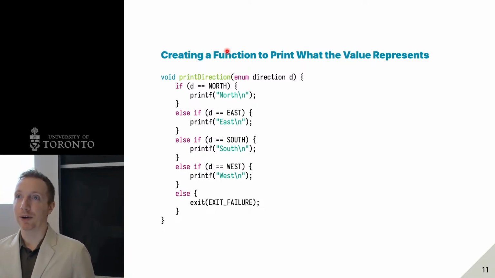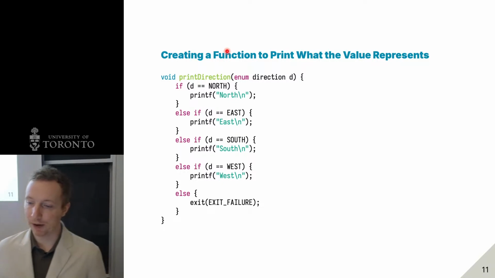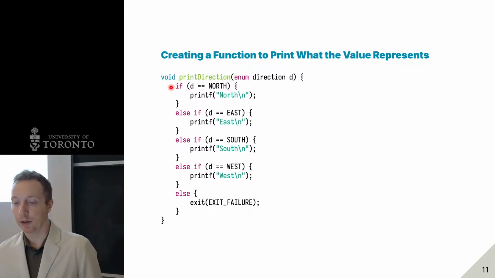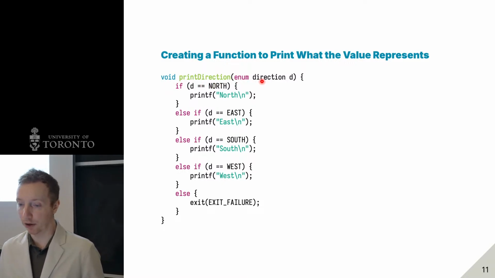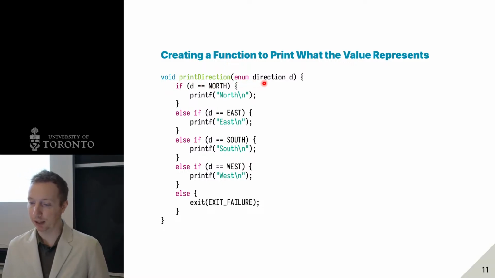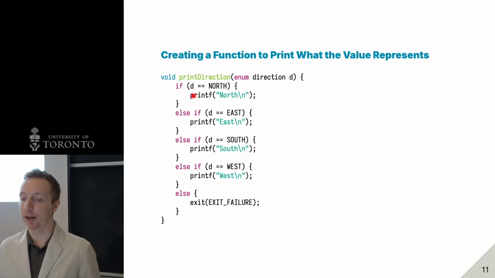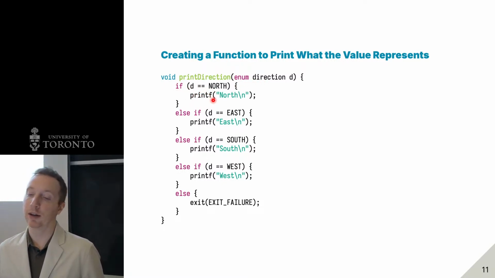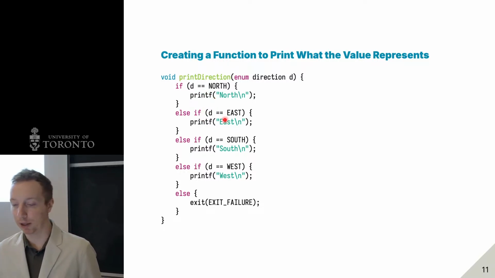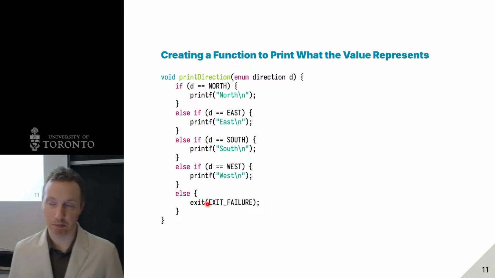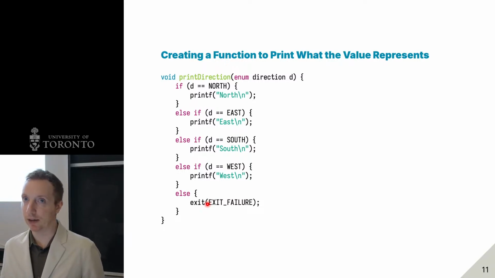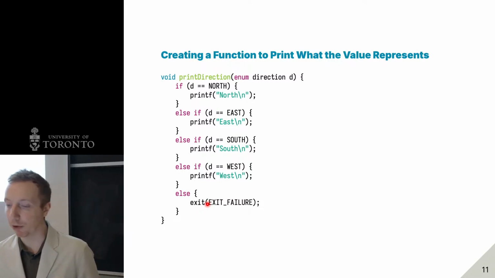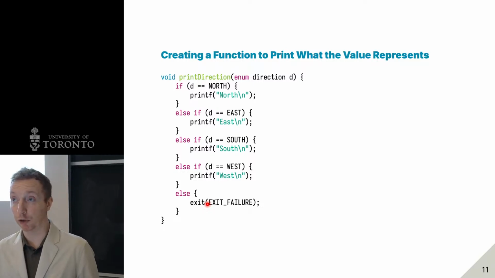You can't just write your own printf format specifier, so you'd have to write your own function. So what you could do is write a function called like print direction that takes the direction as an argument. Again, its type in this case would be enum direction. And then you can check if the direction is equal to north, then print north. If it's east, print east. If it's south, print south. If it's west, print west. Otherwise, if it's not any one of these values, then just print exit failure because, well, your program has done something that it probably shouldn't have done.